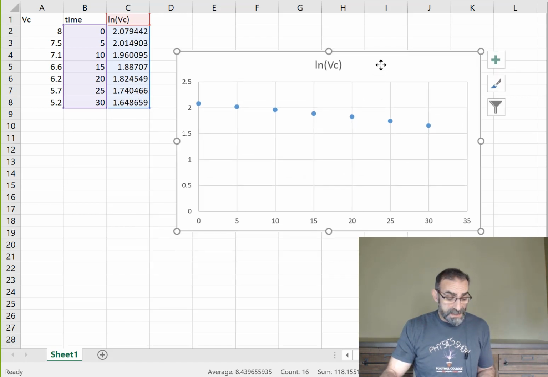No lines connecting the points. Just show me on the graph what you measured. You measured one data point for each of these values. Don't show me stuff in between, okay?